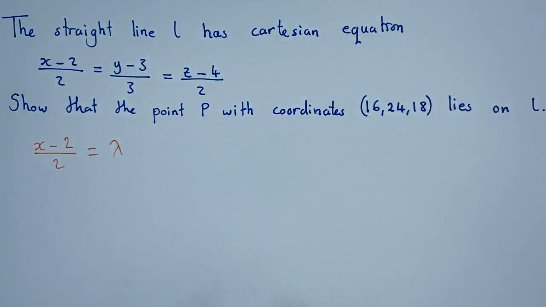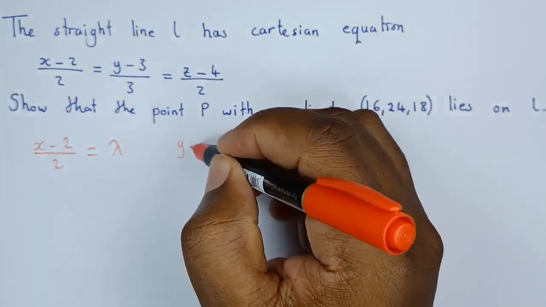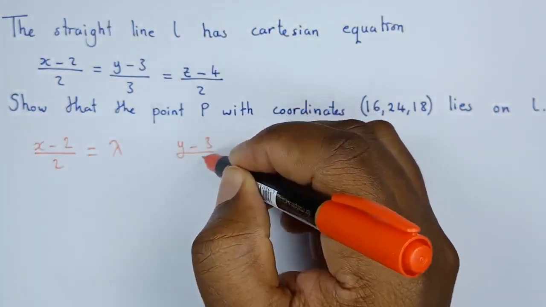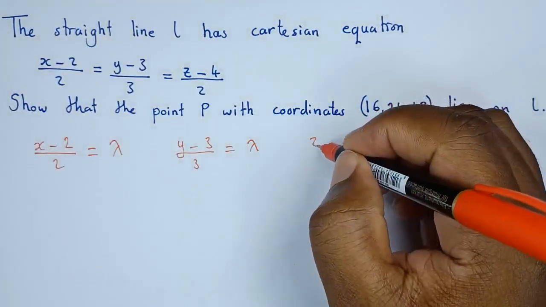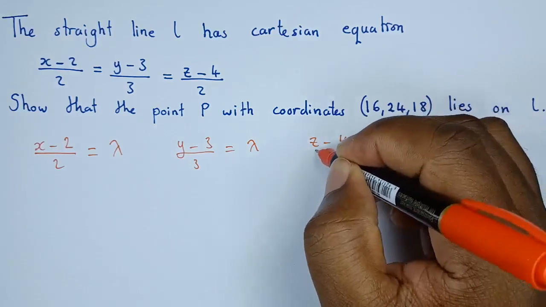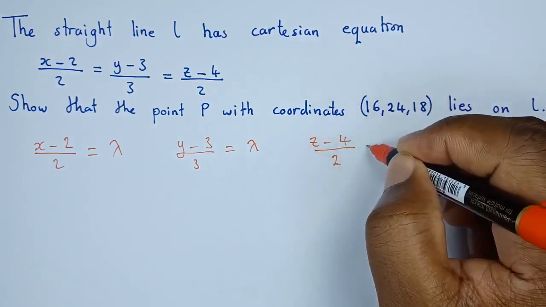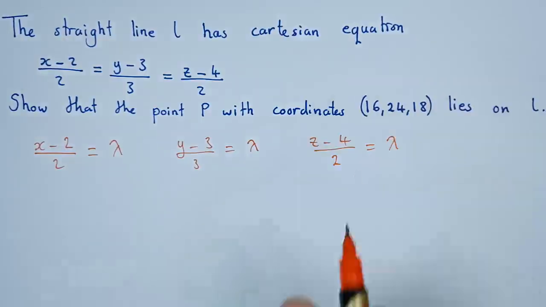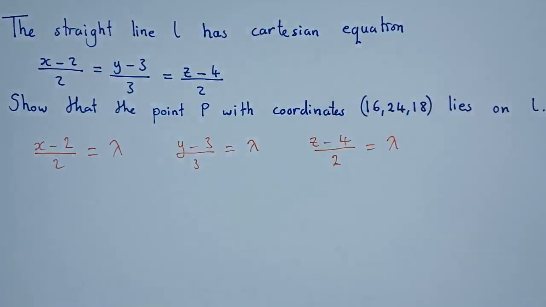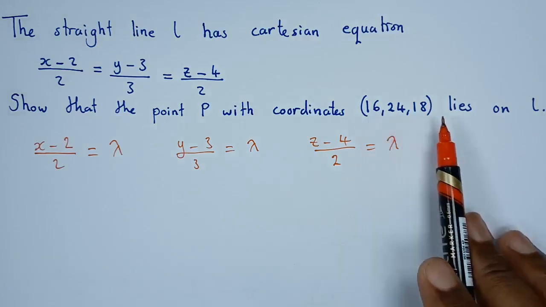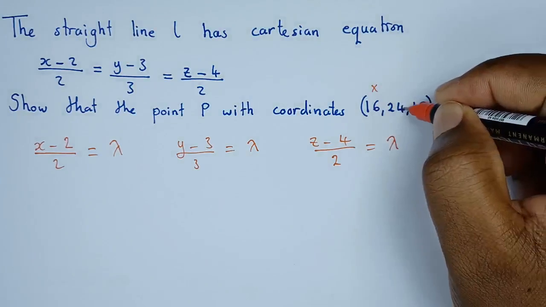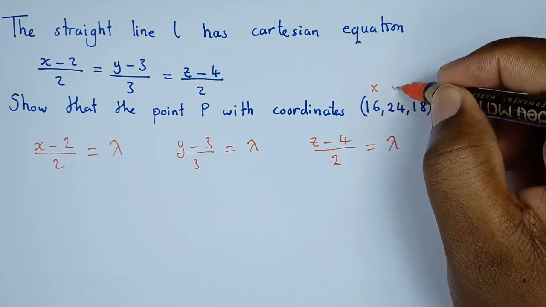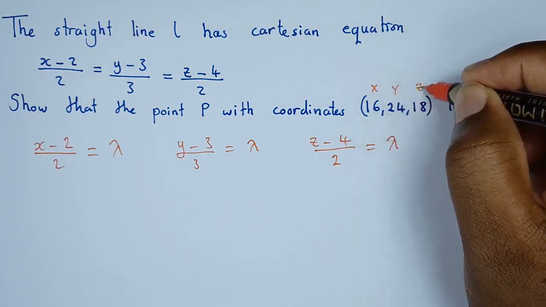The second part as well, same thing, which is y minus 3 over 3 is equal to lambda. And the third part, which is z minus 4 over 2, is equal to lambda. Okay. So now remember that the coordinates for P are 16, 24, and 18. So 16 is the x coordinate, of course. 24 is the y coordinate, and 18 is the z coordinate.